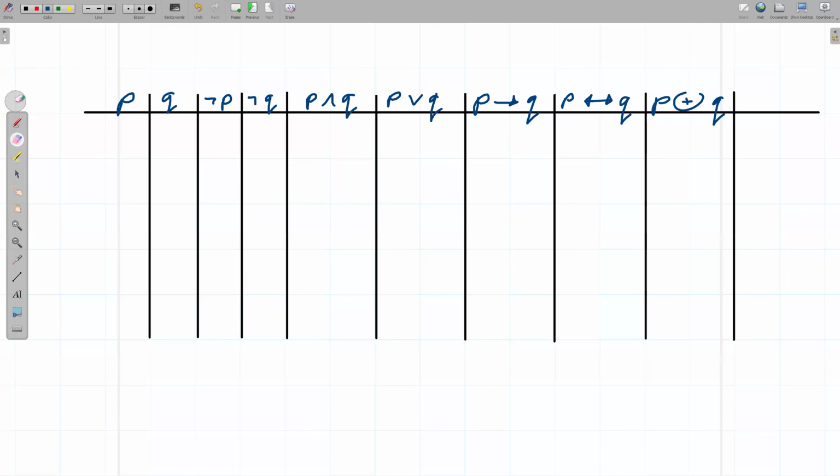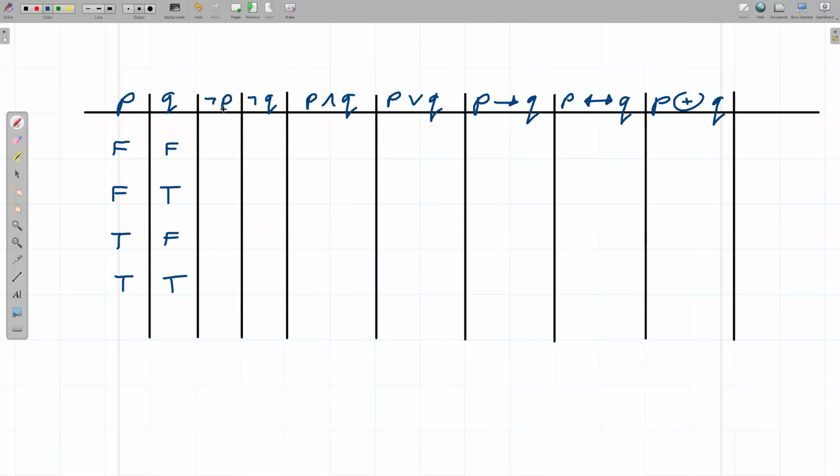So let us show the truth tables of our 6 connectives. First, we have to fill in all possible truth values of P and Q. So either P is false and Q is false, or P is false and Q is true, or P is true and Q is false, or P is true and Q is true. We have 4 possible truth values for this pair of elementary statements, P and Q.